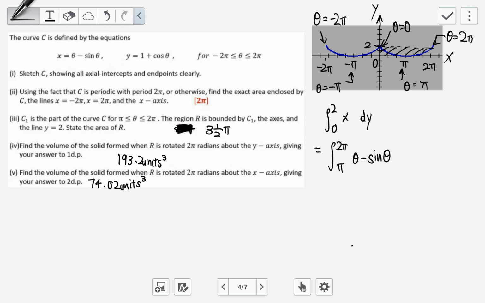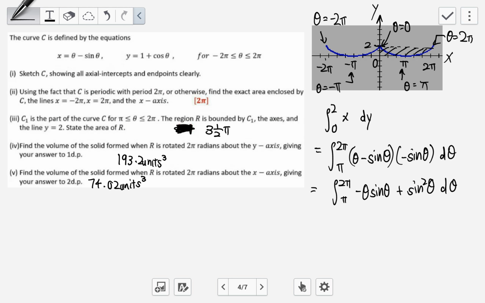And dy, what do I get? I use this parametric equation, dy by d theta equals, differentiate 1, get 0, differentiate cosine theta, I get minus sine theta. So dy is just equal to minus sine theta d theta, so I replace dy by minus sine theta d theta. Again, don't forget this bracket is very important. So minus sine theta d theta. Okay, so then here we have this equation. We will have equals to the integral of 2 pi minus theta sine theta plus sine square theta d theta.